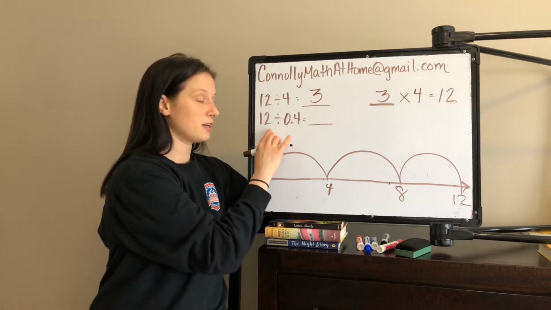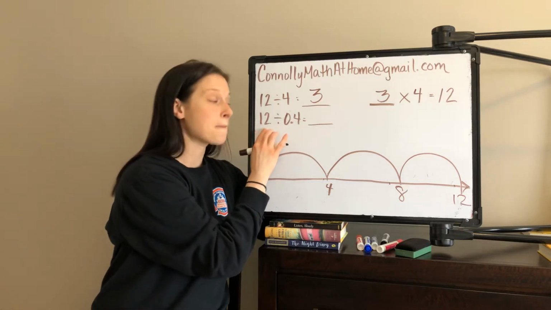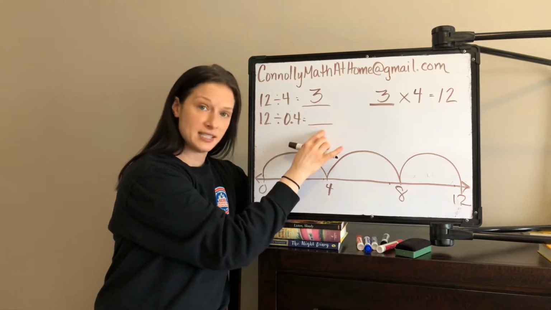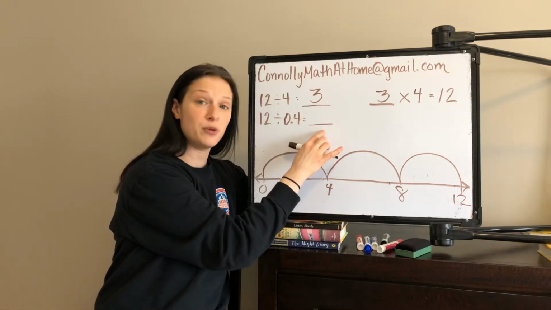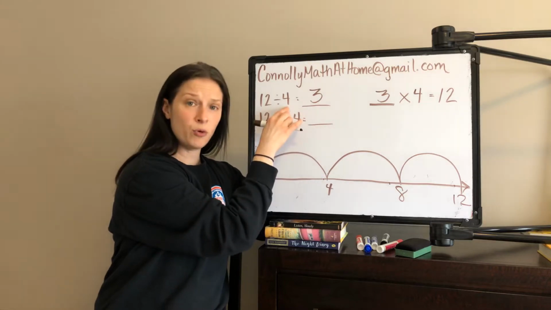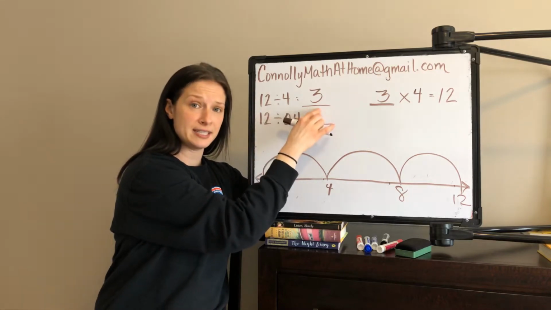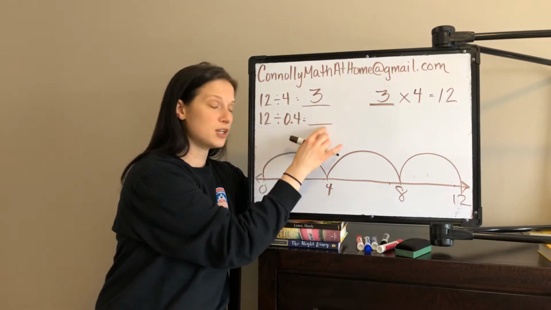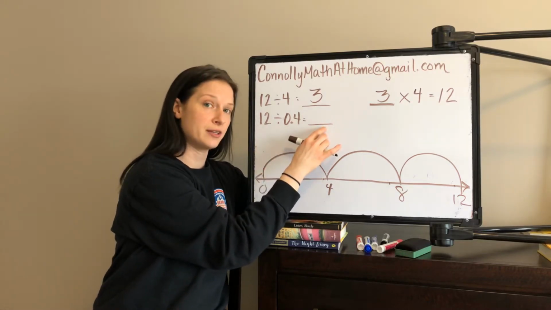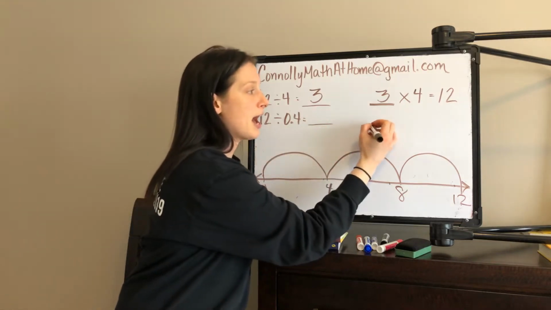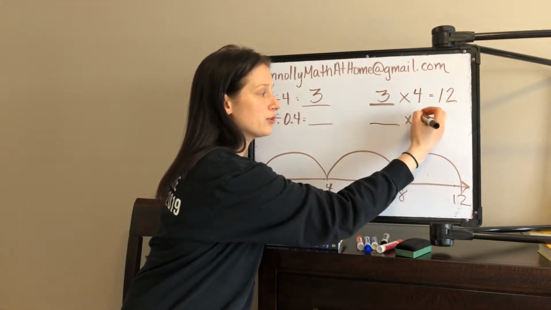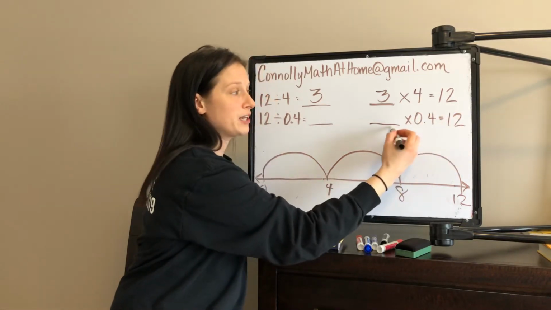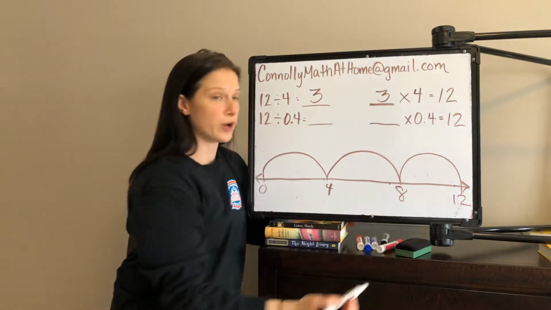Now, we're going to be thinking about if I ran 12 miles and I only did 4/10 of a mile each day, how many days did it take me? And I want you thinking, if I was running 4 miles every day and it took me 3 days, and now I'm only running 4/10 of a mile each day, is this going to be greater than or less than 3? So you should be thinking about that. I'm going to write it as a multiplication situation over here. How many groups of 4/10 does it take to make 12?